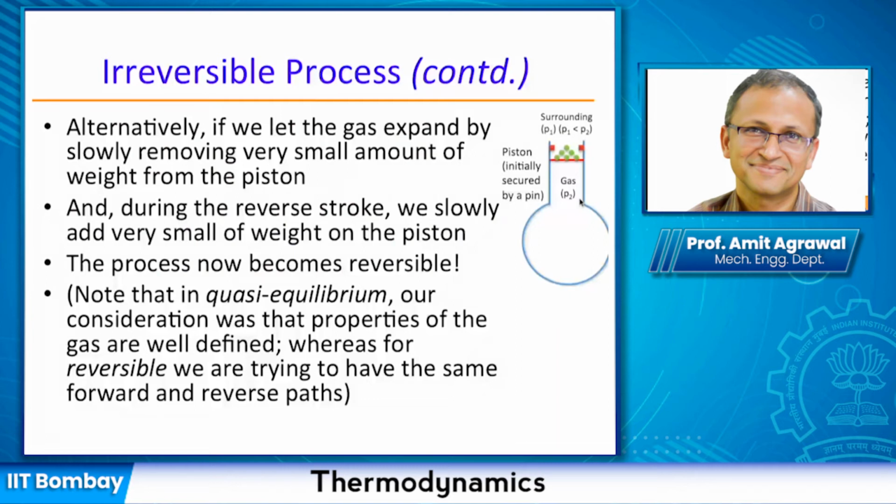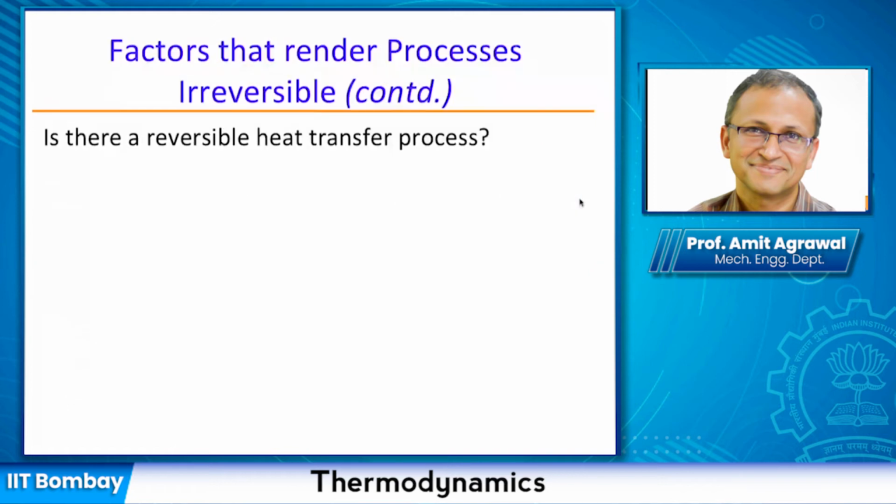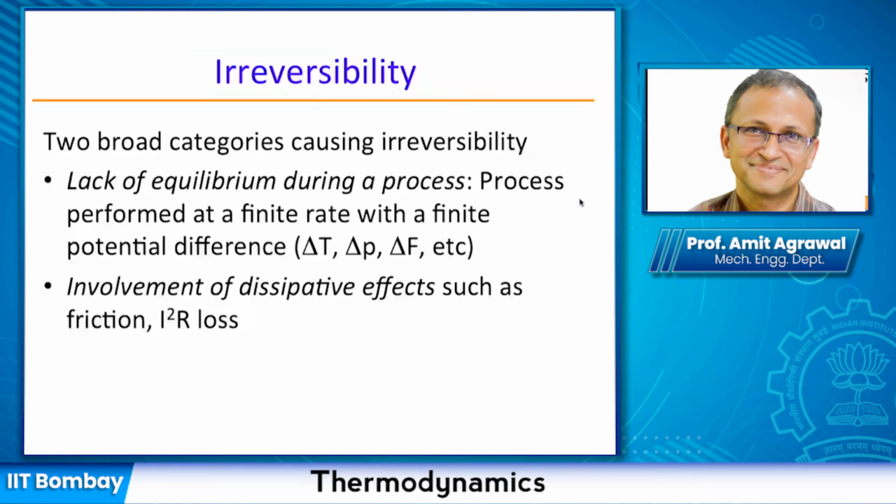So I'm pausing here quite a bit and waiting for any questions that you may have. If you were to condense everything and say what is causing irreversibility, we had seen 4 factors, and all of these 4 factors can be divided into 2 broad categories. One is the lack of equilibrium during a process, which essentially means that it is happening at a finite rate, and the other one is because of the dissipative effect like friction.